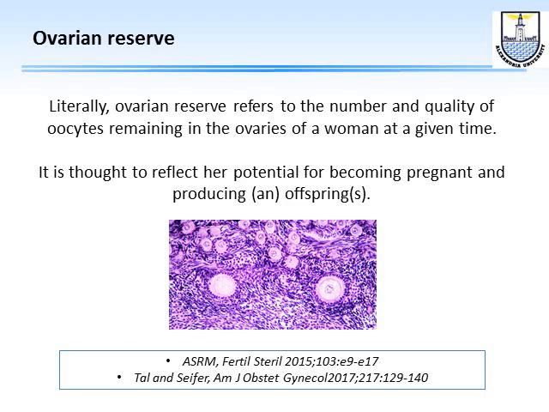But what is ovarian reserve? Well, ovarian reserve literally means the number and quality of oocytes remaining in the ovaries of this woman at a given time. And it is thought to reflect her potential for becoming pregnant and producing offspring.